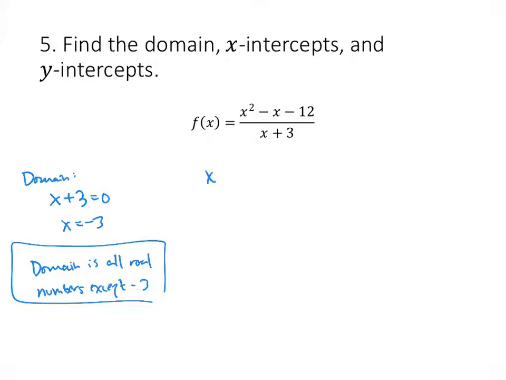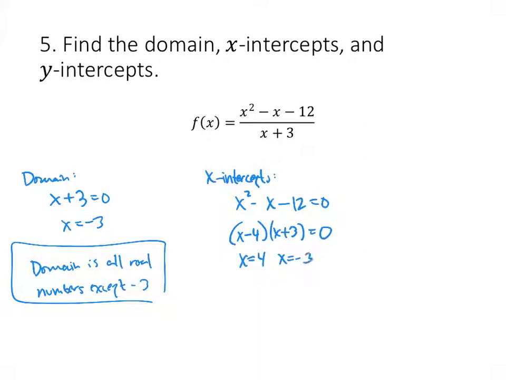For the x-intercept, we set the top equal to 0, x squared minus x minus 12. We just did this one, so we know that that factors as x minus 4 times x plus 3. That gives us two solutions, x equals 4 and x equals negative 3. But this time, we're not allowed to plug negative 3 into this function, because the function would be undefined, so we have to take this solution and throw it away. And so this time we only get one x-intercept, which is the point 4, 0.